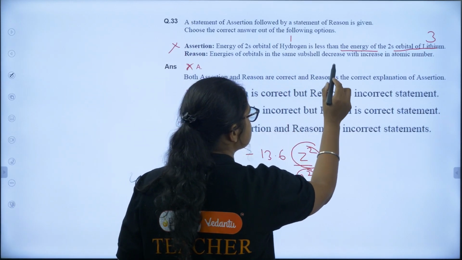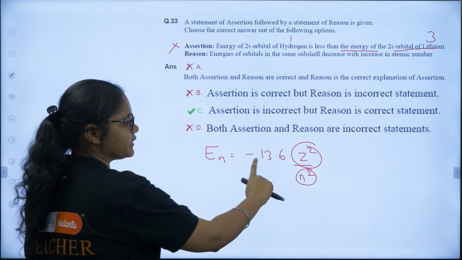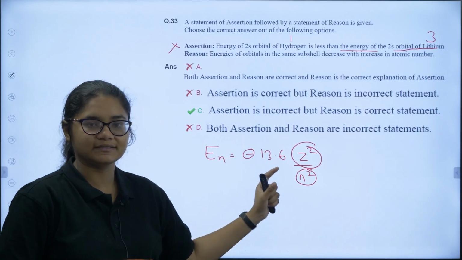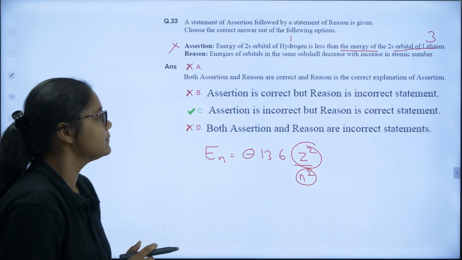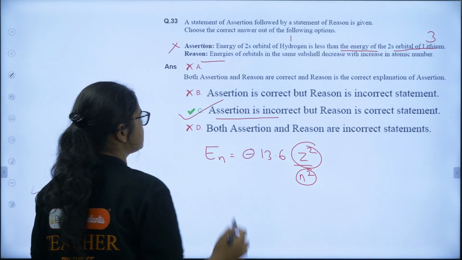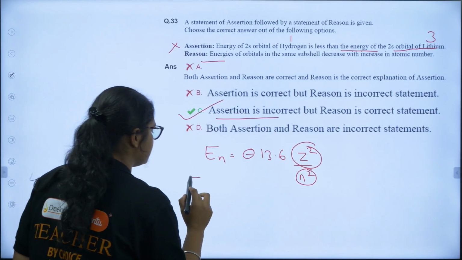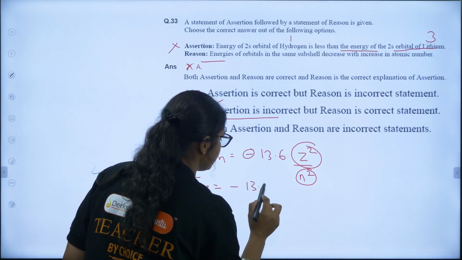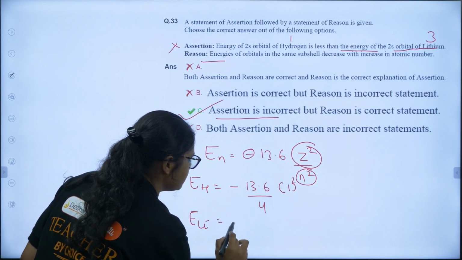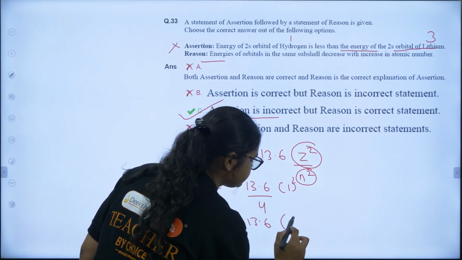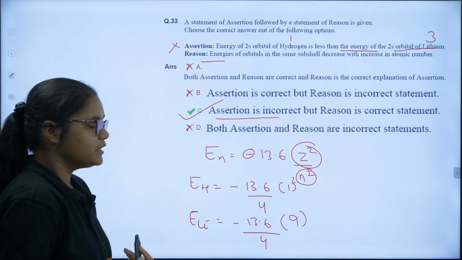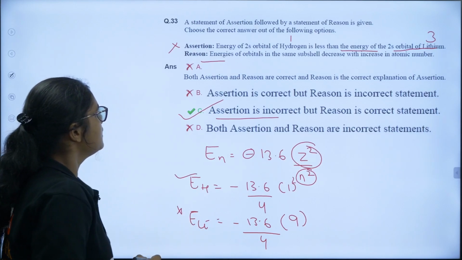Now, energies of the orbitals in the same subshell decrease with the increase in atomic number. Yes, you can see, as there is a negative sign here, as the Z value increases, the energy will keep on decreasing. So the assertion is incorrect, but the reason is correct. That is why the correct answer for this question will be option number C. For example, the energy of hydrogen in this case will be minus 13.6 times 1 square by 2 square, which is 4, whereas the energy of lithium will be minus 13.6 times 9 divided by 4. Now if you see, this value is negative, so this one will be bigger and this one will be smaller.